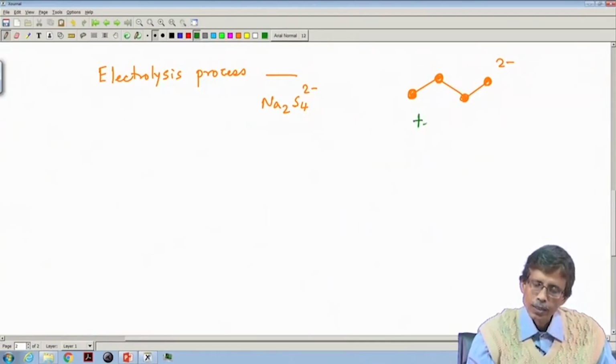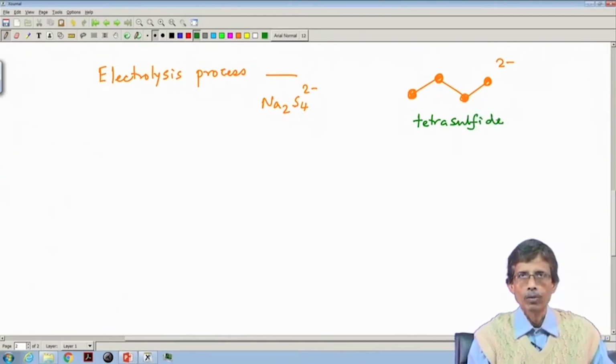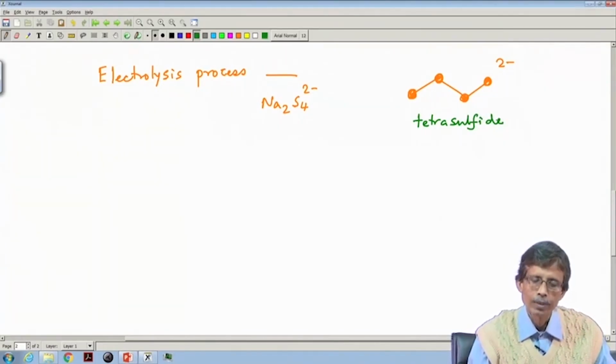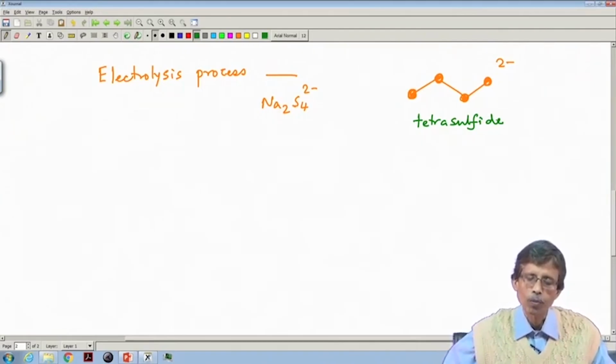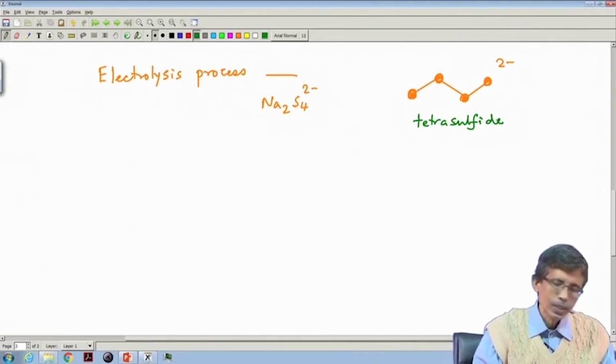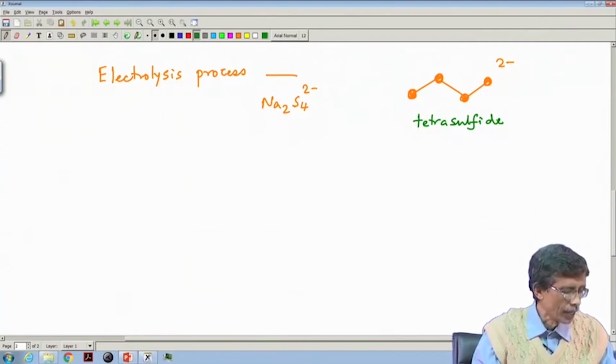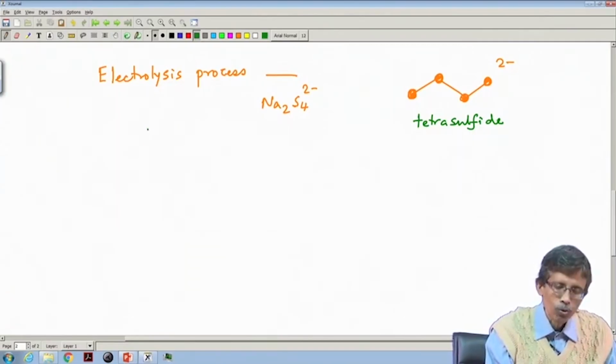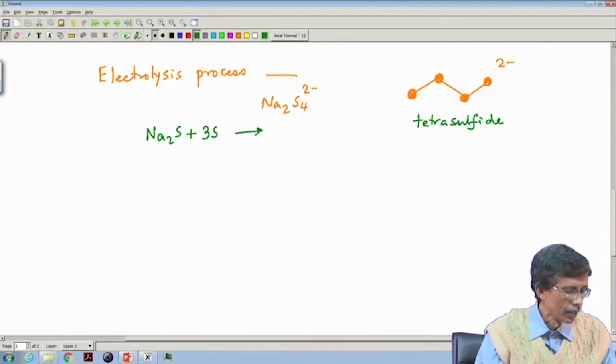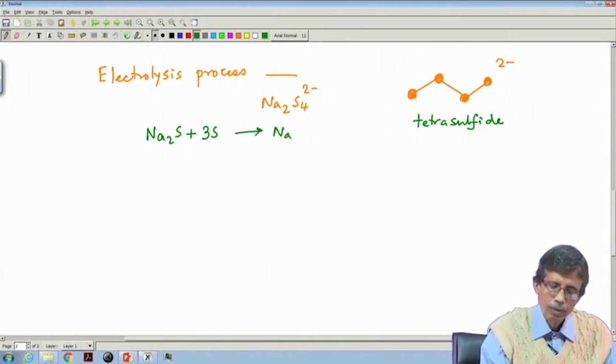So this is your tetrasulfide. It is very easy to make also. In solution we sometimes get, instead of simple sulfide, the polysulfides also. So this tetrasulfide, which is S4 2 minus, we also produce from Na2S itself with some amount of elemental sulfur, giving you Na2S4.